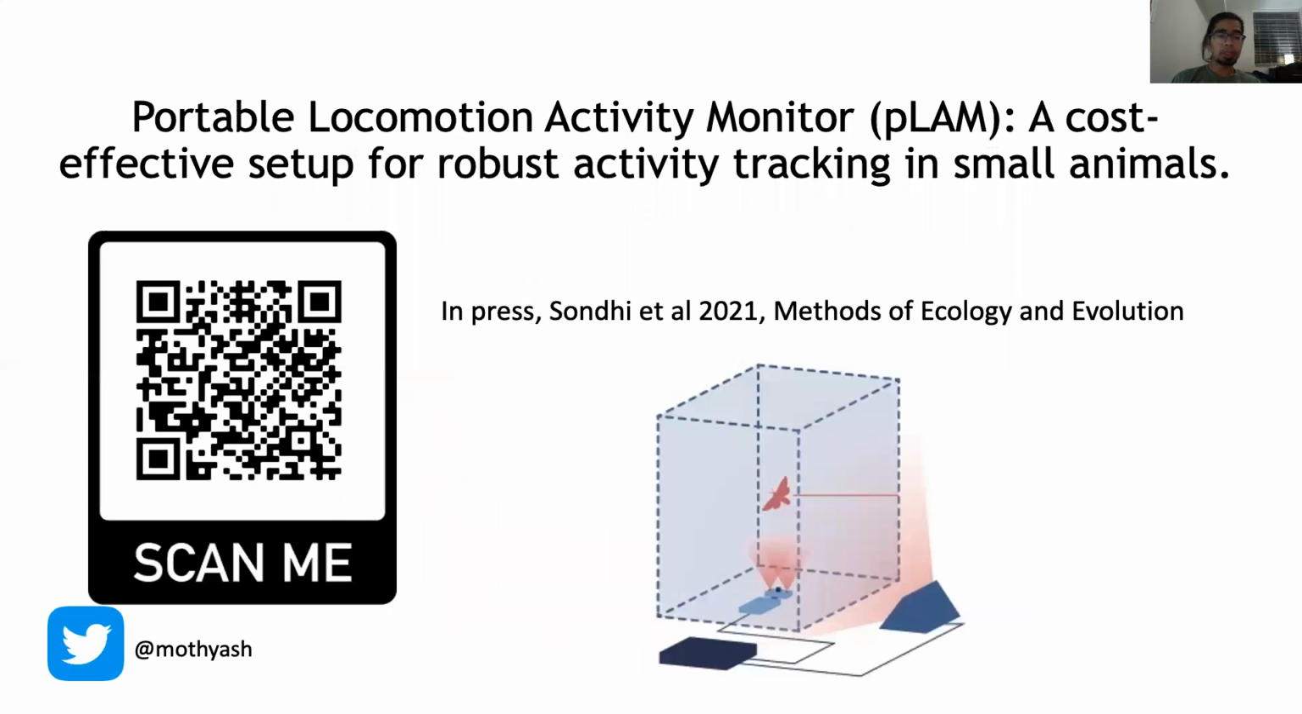So to address some of the issues, we came up with a device, which is what a paper has recently been published, or is in press, at Methods in Ecology and Evolution. You can scan the QR code to access the preprint, and we call it the Portable Locomotion Activity Monitor. It's a cost-effective setup for robust activity tracking in small animals.